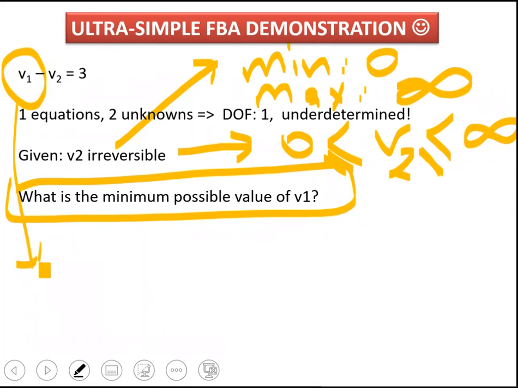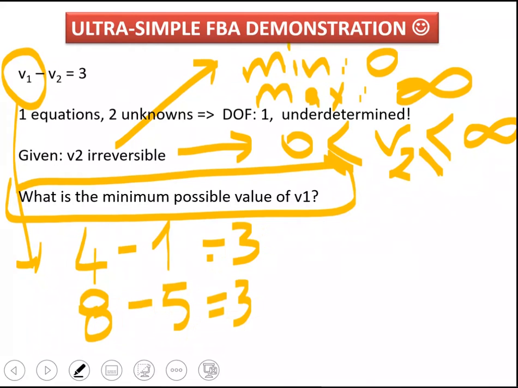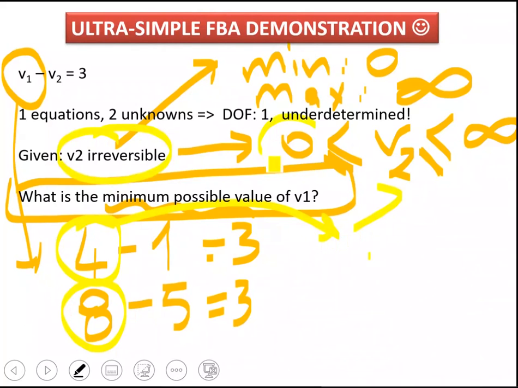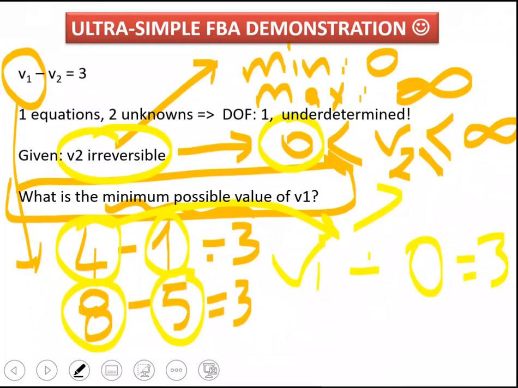So I said that V1 can be 4. In this case, V2 will be 1. It will be 3. V1 can be 8. In this case, V2 will be 5. The minimum value will be 3. So in terms of minimum possible value, this is more minimum, I mean smaller than this one, right? Can this be smaller? Yes. So this minimum value of V2 is 0. Here V2 was 5. Here V2 was 1. So if V2 has its minimum value, which is 0, what can be the value of V1?